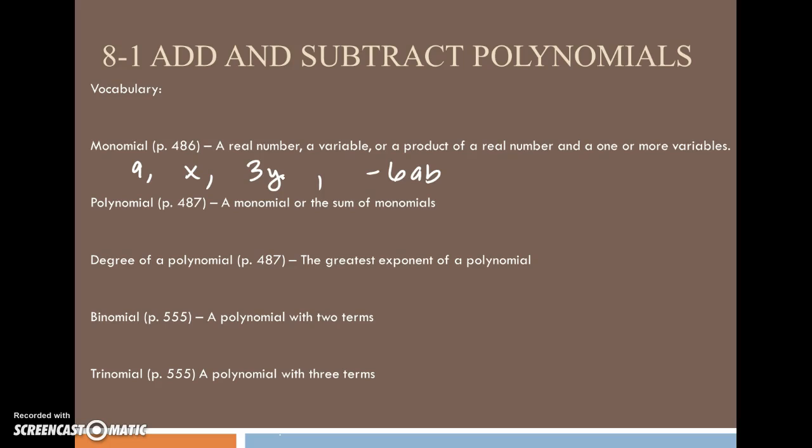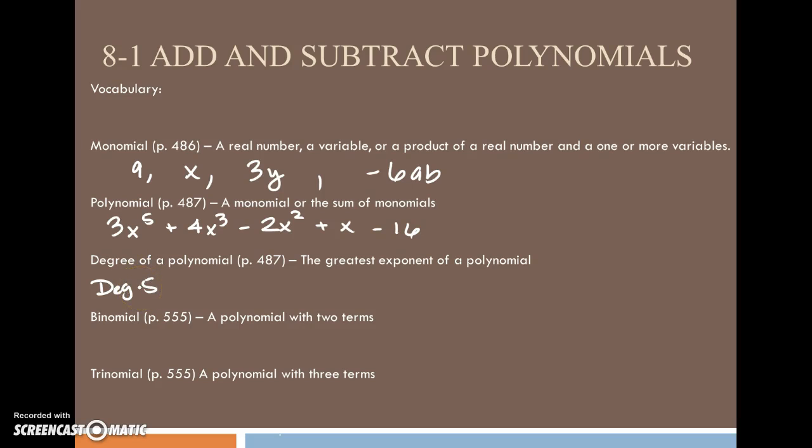A polynomial is a monomial, so it could be just one of those, or it could be the sum of monomials. An example might be 3x to the 5th plus 4x to the 3rd power minus 2x squared plus x minus 16. That's a polynomial. Now, the degree of a polynomial is the greatest exponent of it. This is standard form because it goes from the highest exponent all the way to the lowest, which would be x to the 0. The highest exponent for this one is 5, so the degree would be 5.